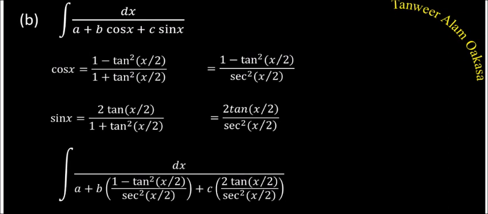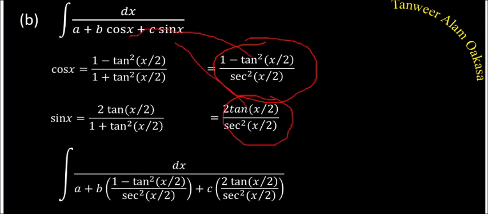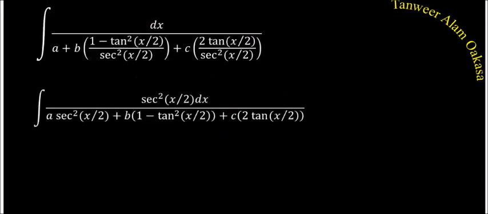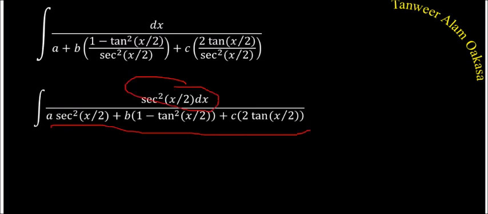So my equation becomes this. I'm going to put this cos of x here, and this sin of x I'm going to put here, and finally I get this result. And if I simplify further, take the LCM and take the numerator, I have sec square x by 2 in the numerator, and the denominator, if I simplify, I get this particular expression.